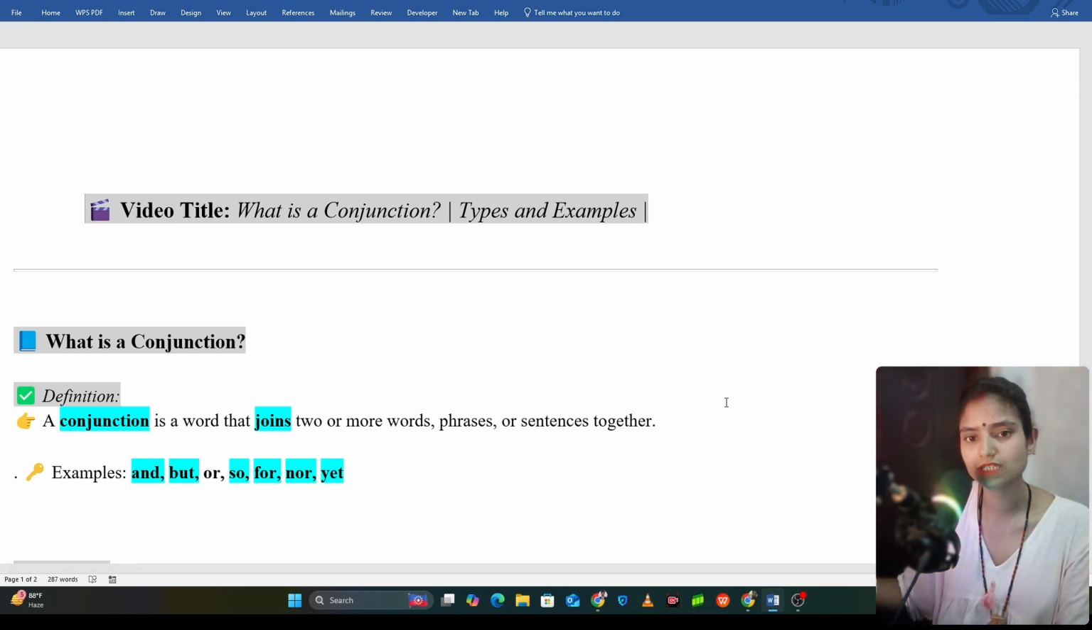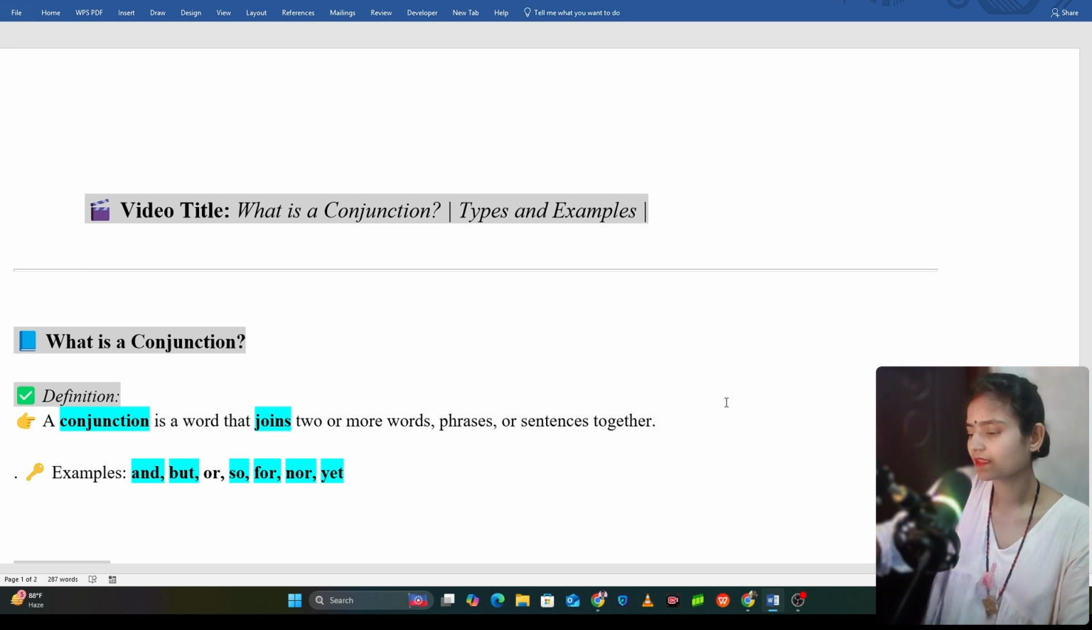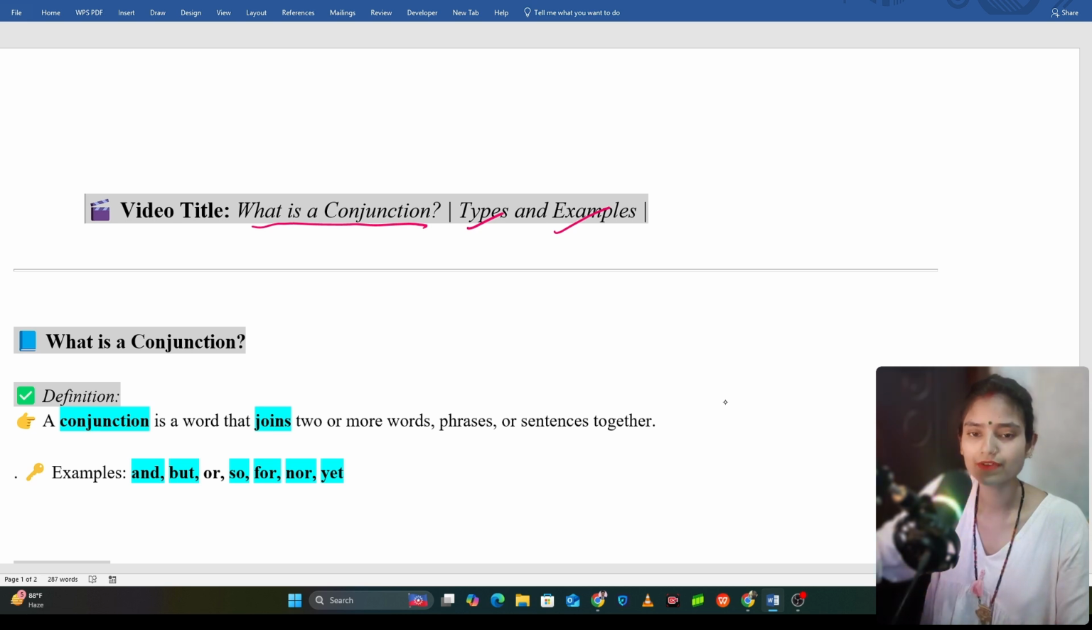So today we are going to learn the seventh part of speech, that is a conjunction. In the previous class we learned about the preposition, and in today's class we'll see what is a conjunction, then the types of conjunction, then examples in a very short way. First we'll learn what is a conjunction, then we'll learn the definitions.